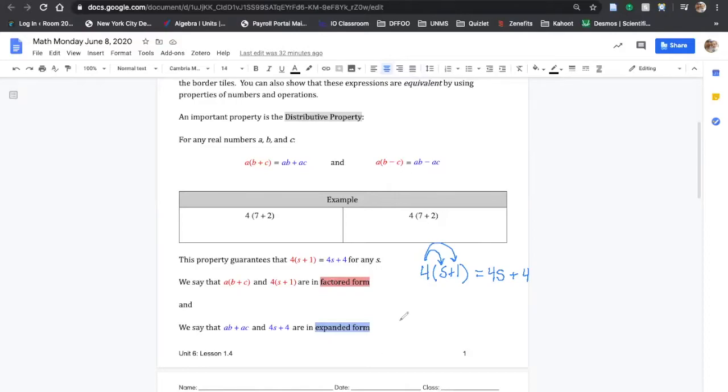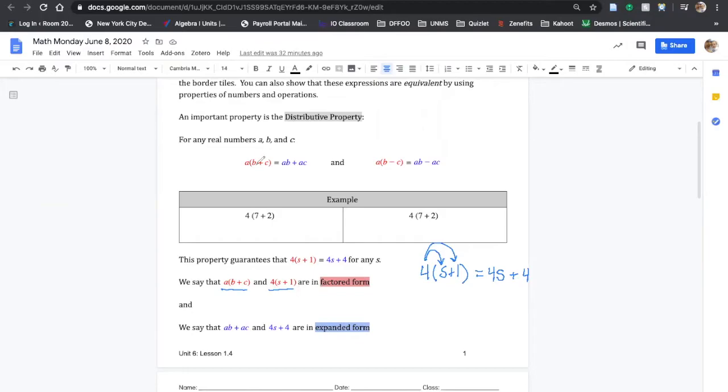Now, you might not think that it's simple, right? It's not really simplified. This one has parentheses, this one doesn't. They both have 2 terms, so we haven't really done too much to simplify things. So some other terminology that we use sometimes is we say that something that's written like this with the parentheses, so the a times b plus c, the 4 times s plus 1, right?